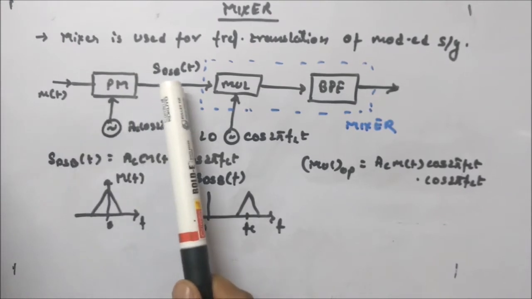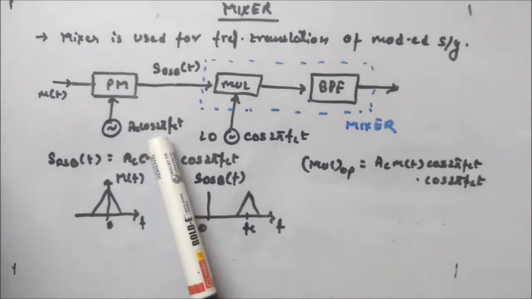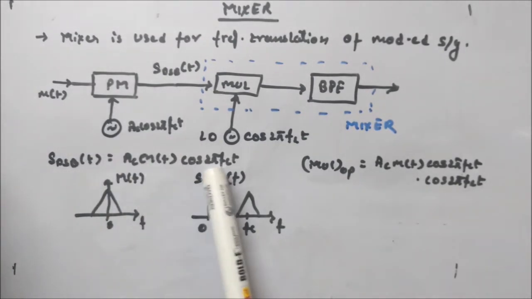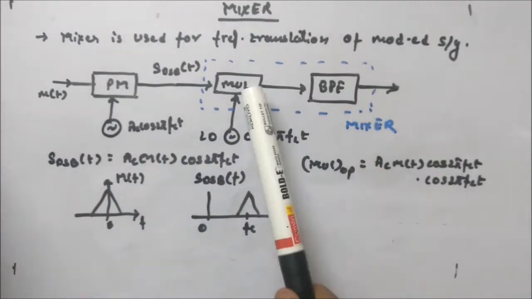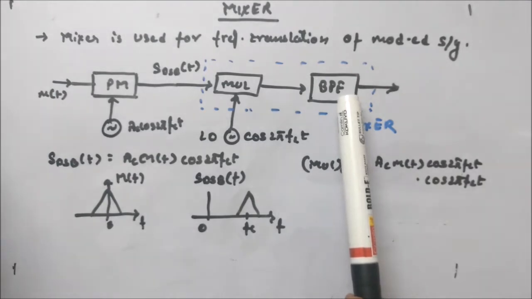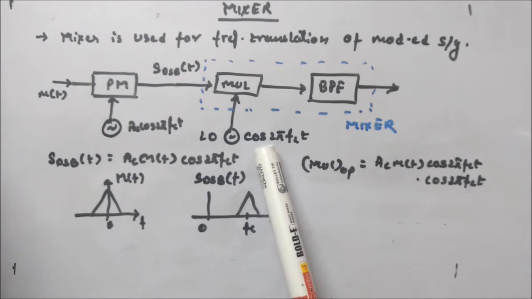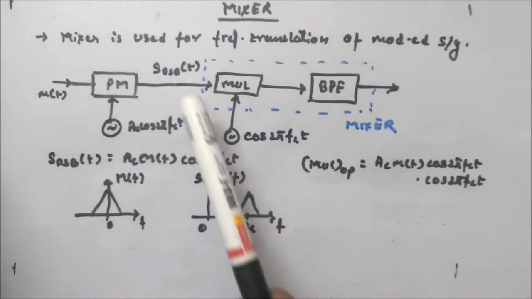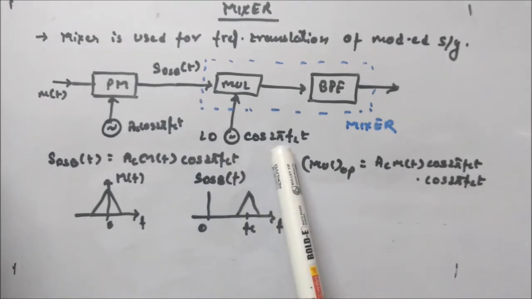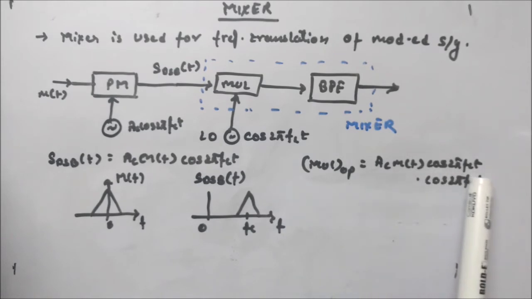Now how is it going to work? Let's say you have a DSB signal, DSB-SC. It is made by a product modulator with m(t) and Ac cos 2 pi fc t. So you will have Ac m(t) cos 2 pi fc t as the DSB-SC signal. Now this is your mixer: a multiplier and a band pass filter. This DSB signal is multiplied with the local oscillator signal cos 2 pi fL t. Remember, this is fL and this is fc. So you multiply the DSB-SC signal with cos 2 pi fL t, and at the multiplier output you will get Ac m(t) cos 2 pi fc t into cos 2 pi fL t.